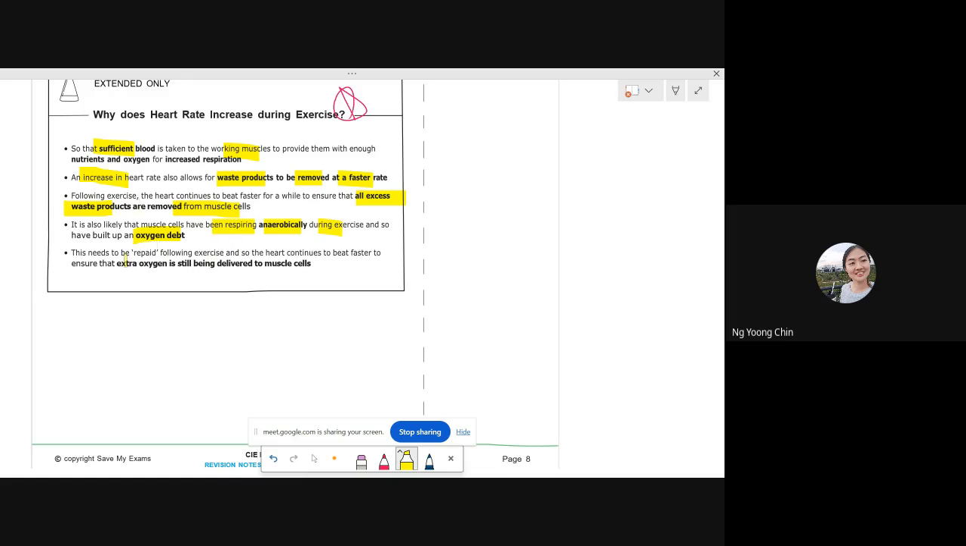And then this needs to be repaid following the exercise, so the heart will continue to beat faster to ensure that extra oxygen is delivered to the muscle cells. This means that even though you already stopped the exercise, your breathing rate continues to be increased at a constant rate, but only for a short time. Okay, because they just want to ensure oxygen is still being pumped to the muscle cells to pay off their oxygen debt.